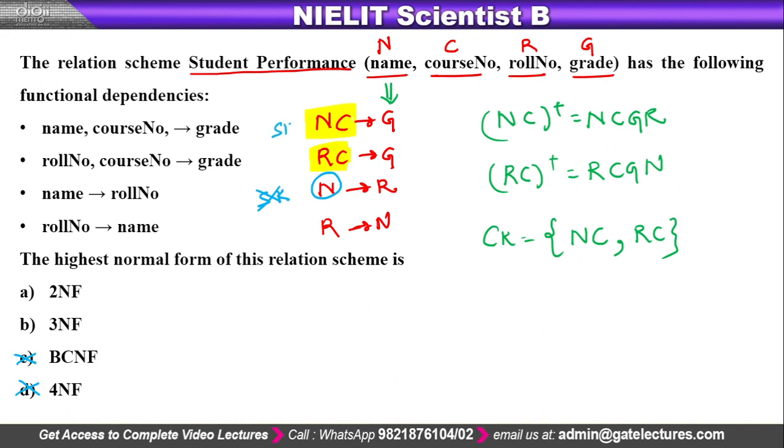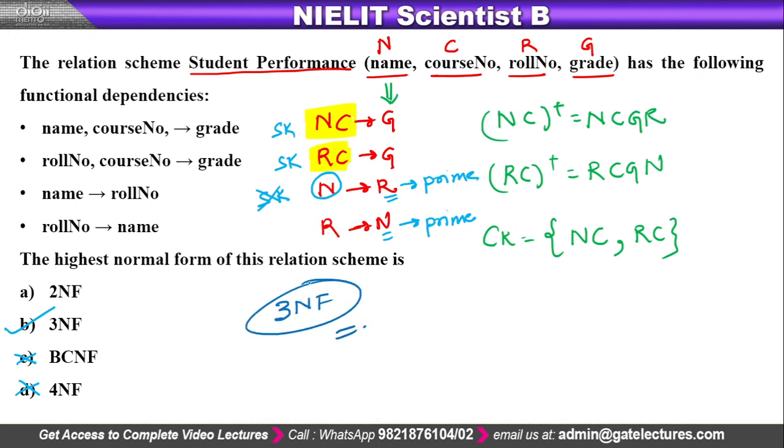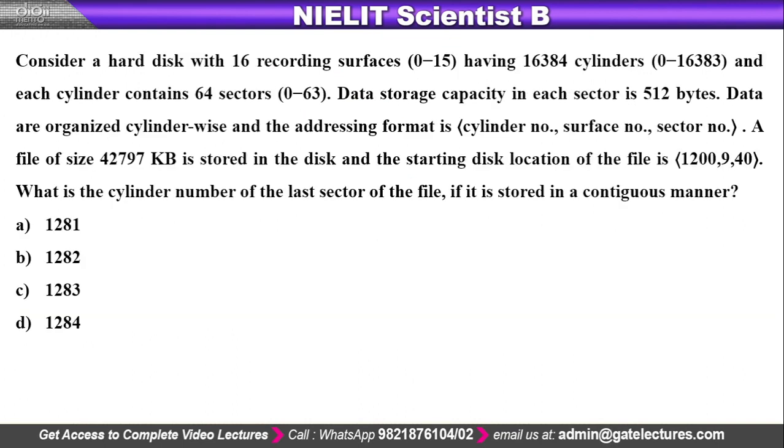These are super keys, and now the others have to be prime attributes. R is a prime attribute, yes. And here N is a prime attribute, yes. So the highest normal form of the relation is 3NF. So the given relation is in 3NF, because the condition of 3NF is satisfied. Okay? So the correct answer is 3NF.